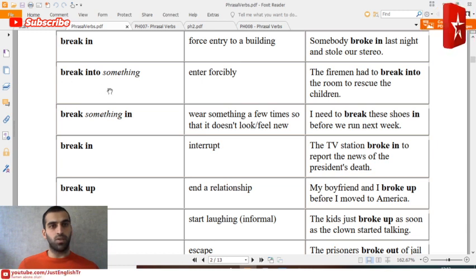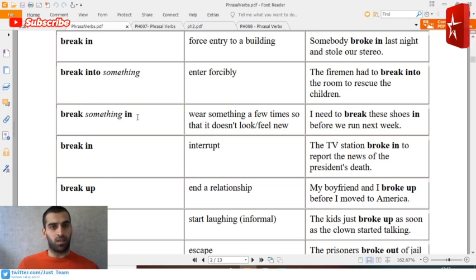Next one, break into something. It has the same meaning as break in, but with break into something we use into. Okay, the fireman had to break into the room to rescue the children. So break into and break in actually have similar meaning. But after into, we must use a noun, break into the room, but with break in, there's no need to use a noun, like somebody broke in last night.